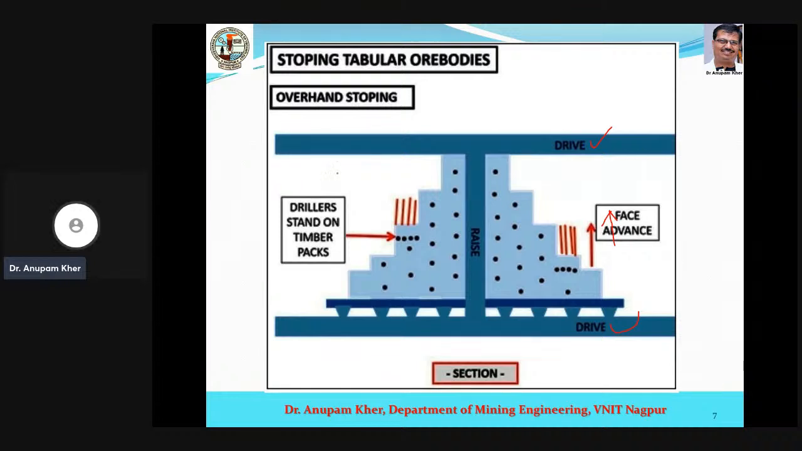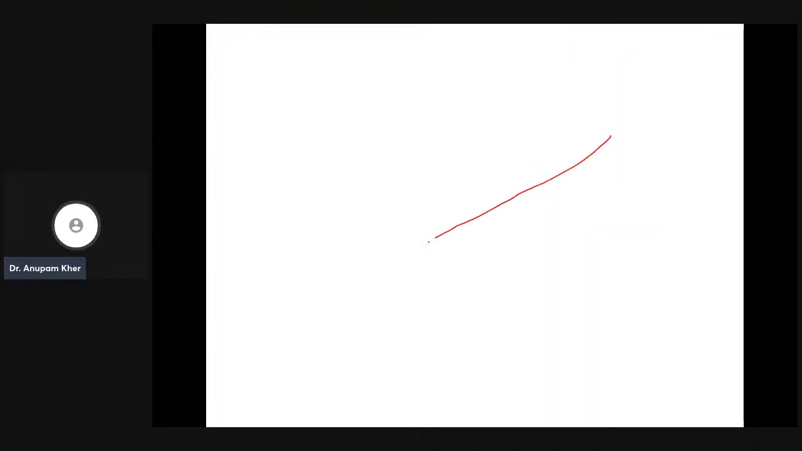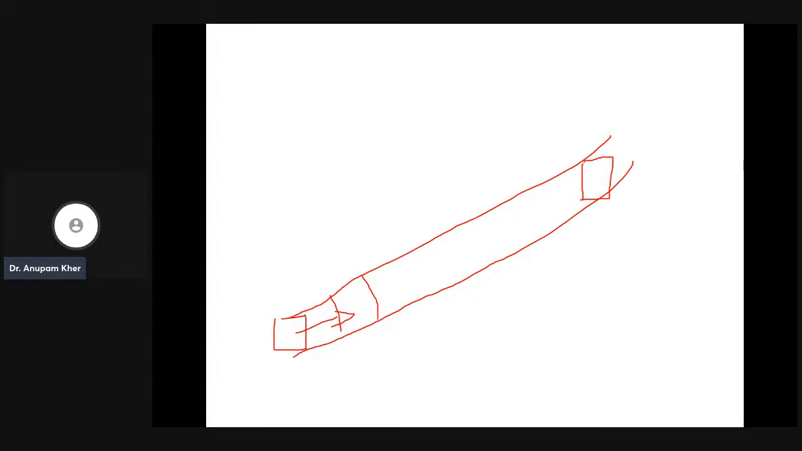Okay, suppose I'm considering this orebody in cross section like this, and this is our lower drivage, and this is our upper drivage, and our extraction starts from this level. We start cutting and move in this direction. Naturally we are always in overhand. Okay, if we are working from this upper level to the lower level, our work will become underhand.